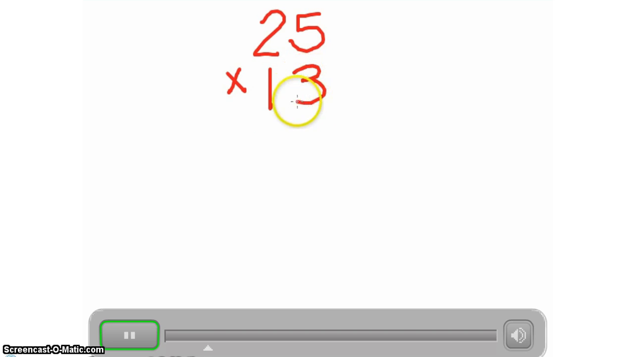Okay, here's our second example of multiplying a two-digit number by a two-digit number. We're going to do a little bit harder numbers this time, make it a little bit more challenging. We're going to do 25 times 13.